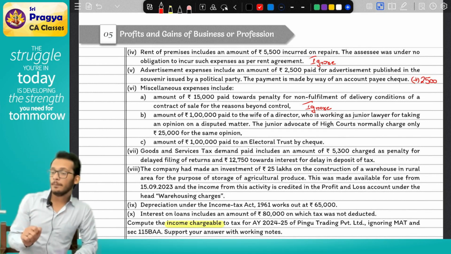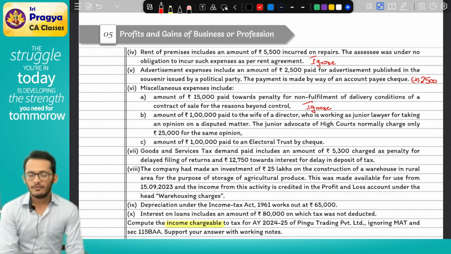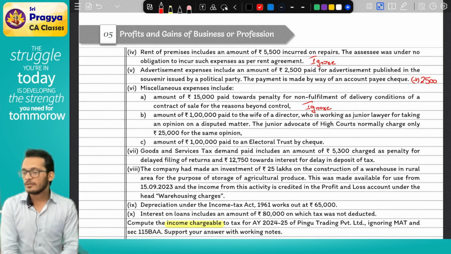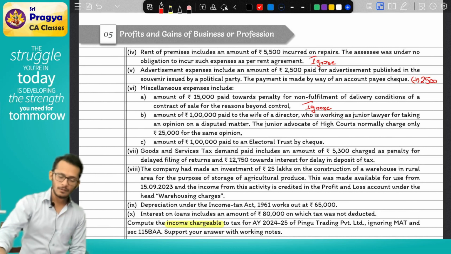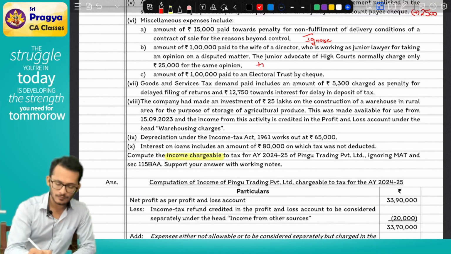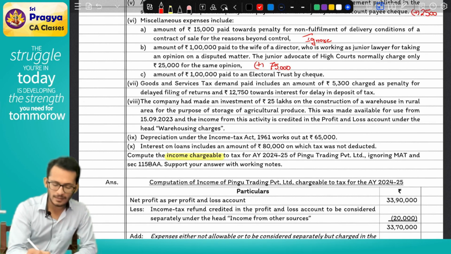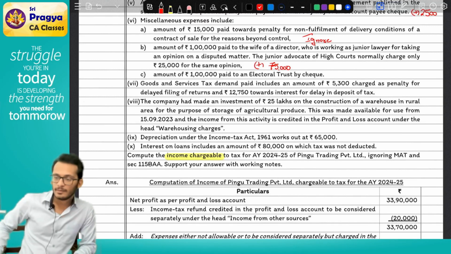There I told you, for a company, a director is a related person. Director's relatives are also related persons. So the wife of a director is covered. You should have made a payment of only 25,000. You made a payment of 1 lakh. What will happen? You will disallow how much? Full 1 lakh or 25,000 or the difference of both? You will disallow 75,000. Rahul, why am I disallowing only 75,000? Hey, 25,000 was genuine. The balance extra is unreasonable.